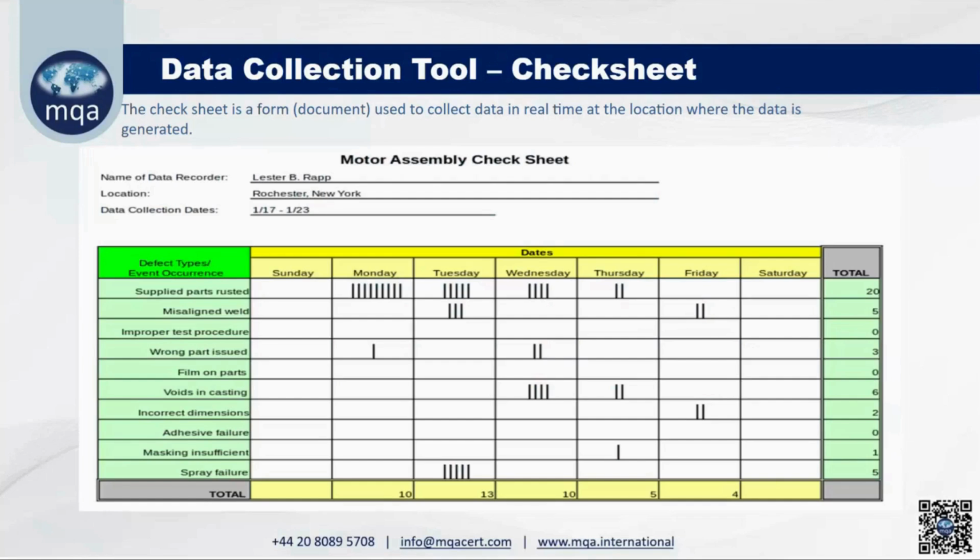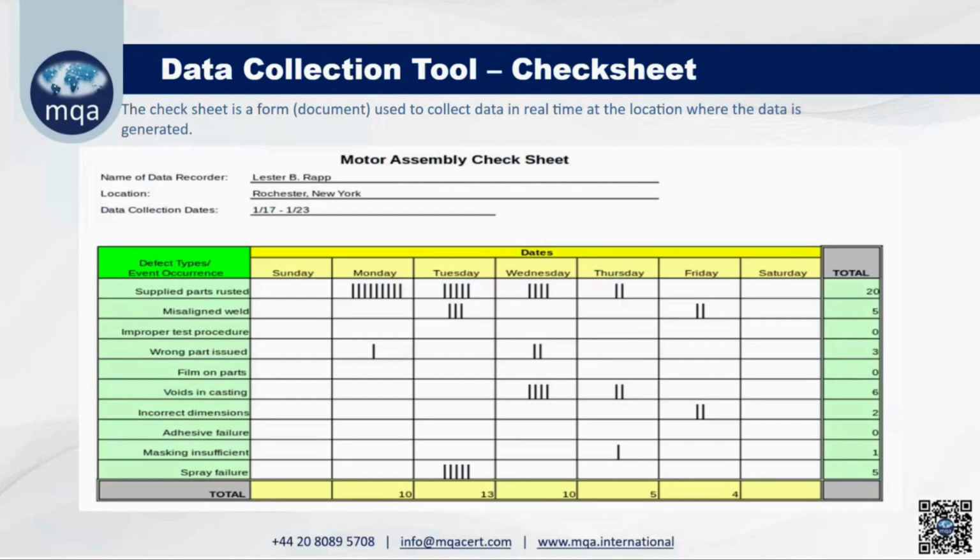Now what data are they collecting? They are collecting the defect data. Here defects are rusted parts, misalignment in weld, improper test procedure, wrong part issued, film on the part, and so on. So every day they are collecting the data. How many defects are collected on Monday? Total 10. So rusted part is 9 and wrong part is 1.